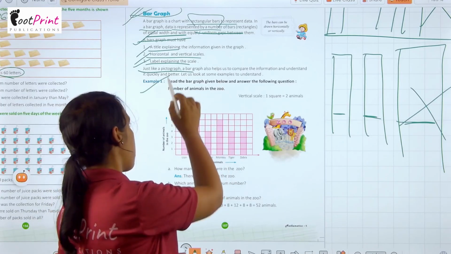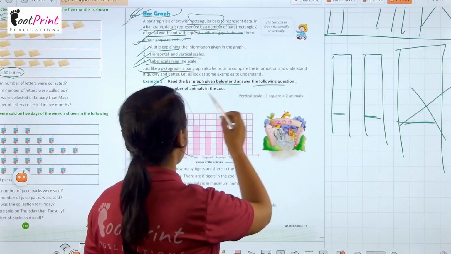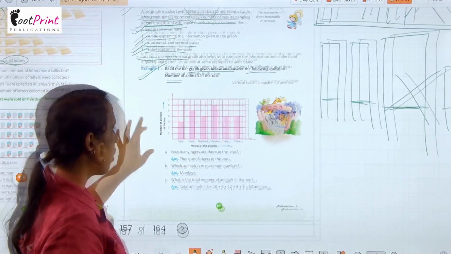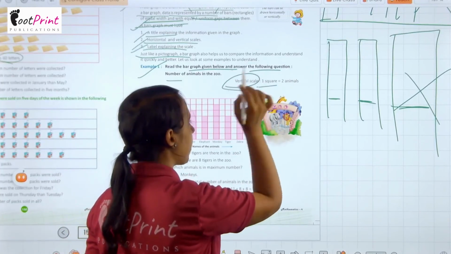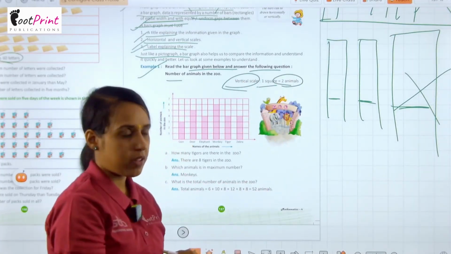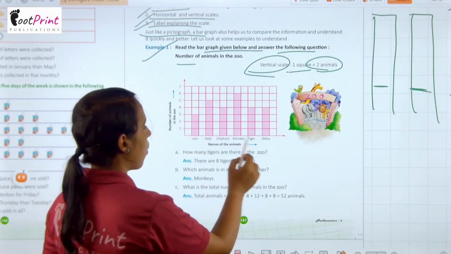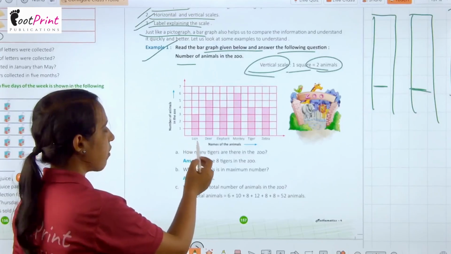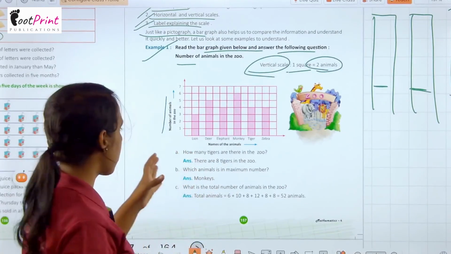So here we have example number 1. In this, read the bar graph given below and answer the following questions on the number of animals in a zoo. So here we have a vertical scale, that is one square is showing two animals. Okay, so here we have a bar graph. This is our horizontal scale and this is our vertical scale. In this we have names of the animals and in vertical we have the number of animals in a zoo.